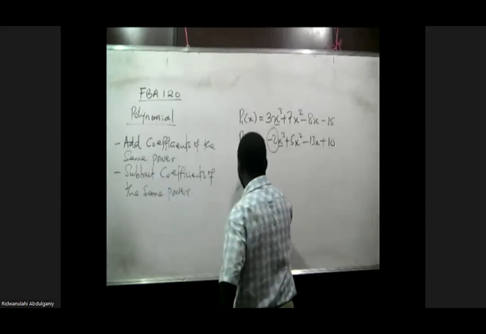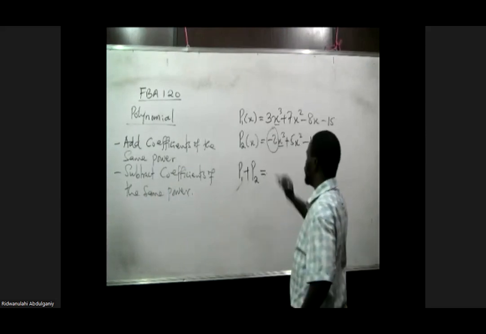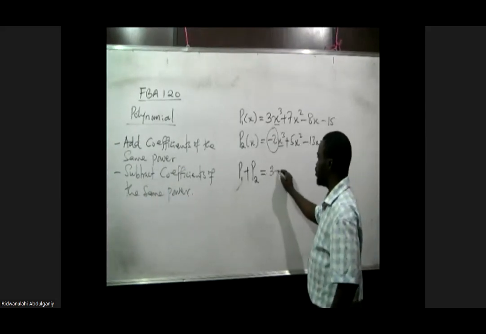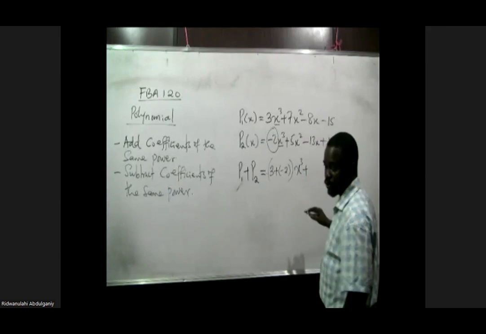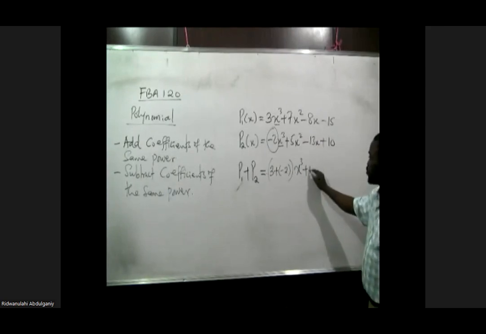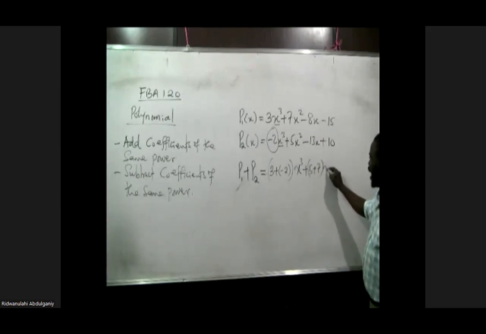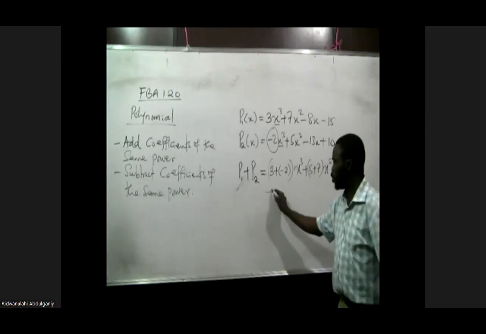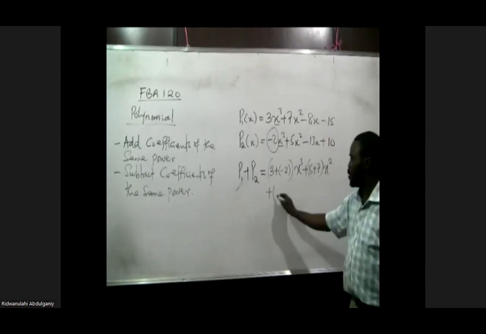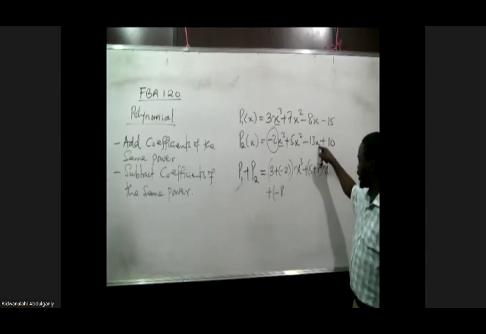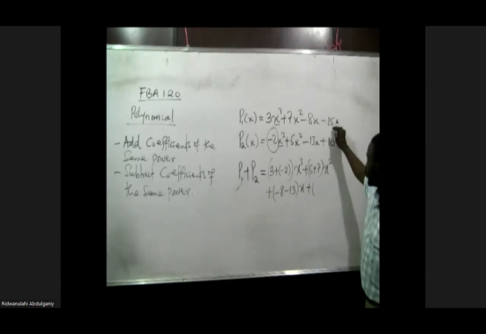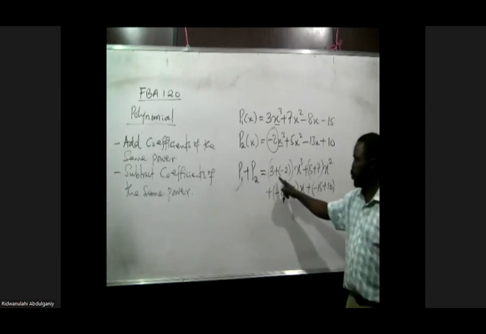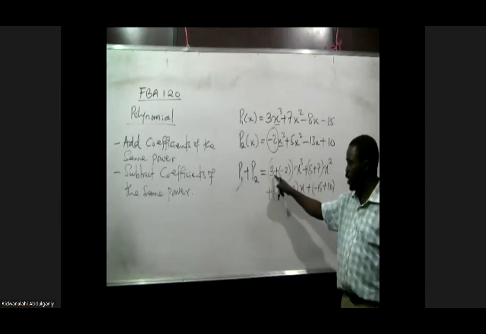Now, P1 plus P2 will now be 3 plus -2. Then I have s cubed plus 5 plus 7 x squared plus the coefficient of x, -8. The coefficient of x here is -13, x, plus the constant term here, -15 plus 10. Plus times minus is minus. 3 minus 2 is 1.